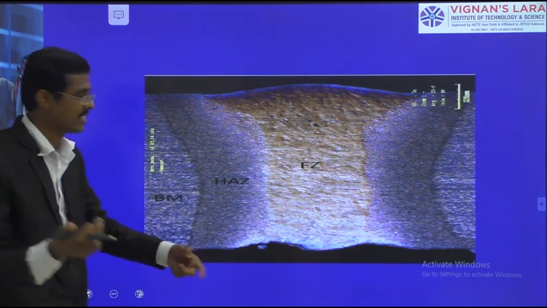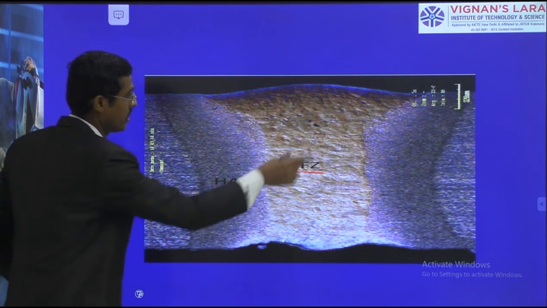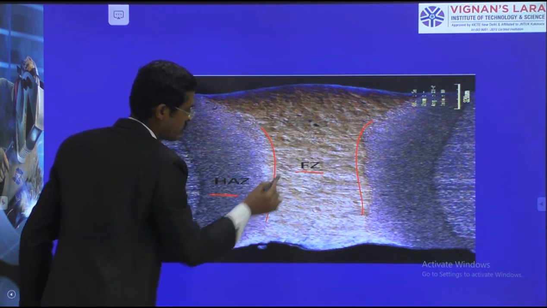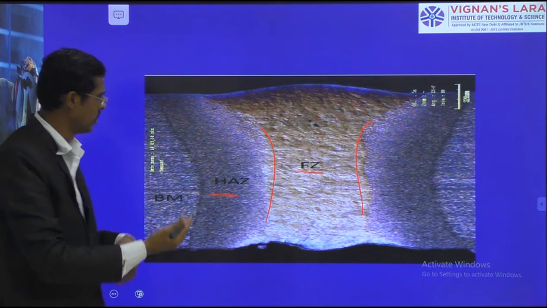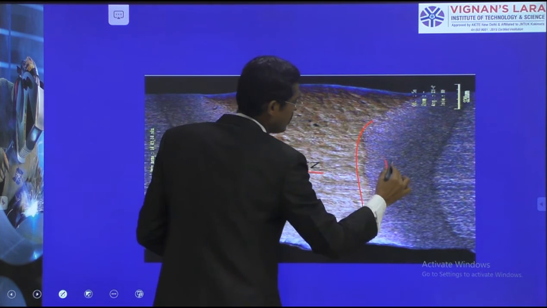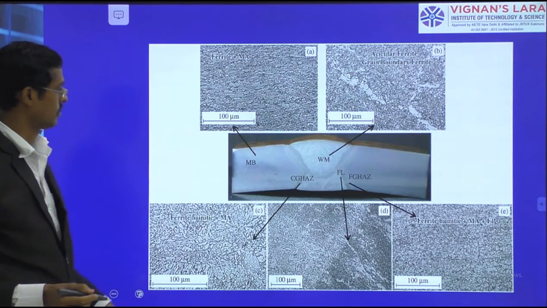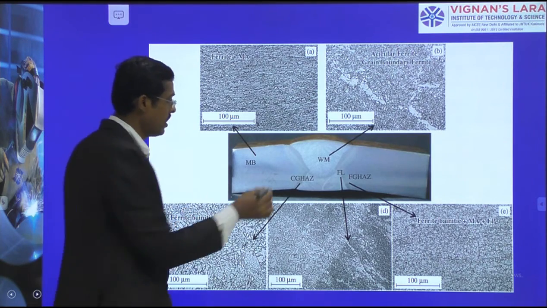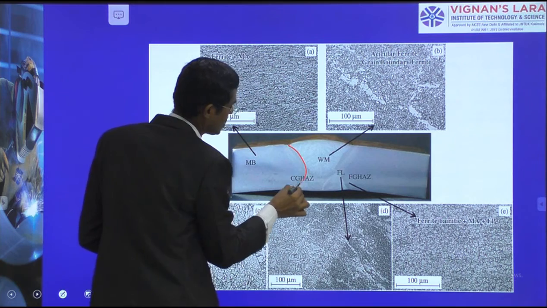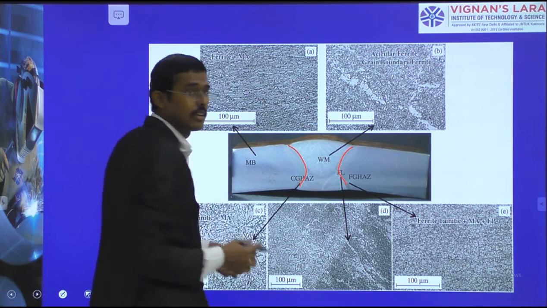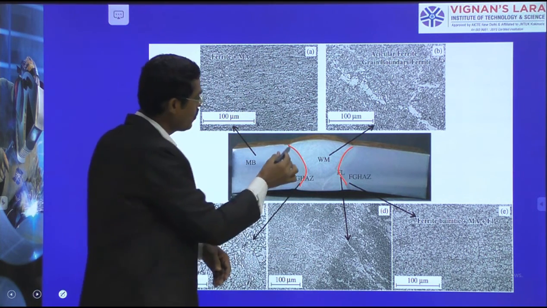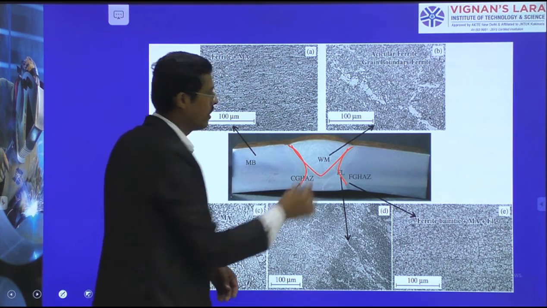non-affected. Similarly, some other examples I want to show you here and there. Heat affected, welded, fusion zone, welded zone or fusion, melted. So nearer to that, we have heat affected zones. See, some macro images we have taken at this location. Here it is a double V. Here we have taken one V and we have welded.